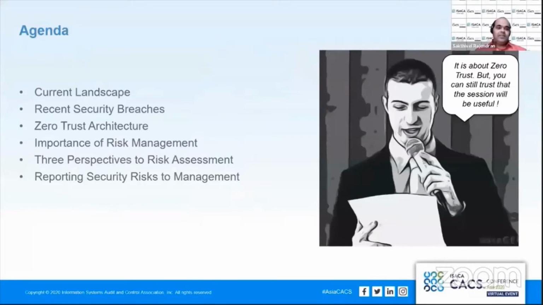Here is the agenda. We are going to talk primarily about the current landscape, because that understanding is important to go through the next topics. Then we'll talk a little bit about recent security breaches. In that context, we bring in the new emerging concept, zero trust architecture. Within the zero trust architecture context, what is risk management and why it is important. I will talk about three approaches to perform risk assessment in that case. Then we'll also talk about how to report the risk assessment results to the management.